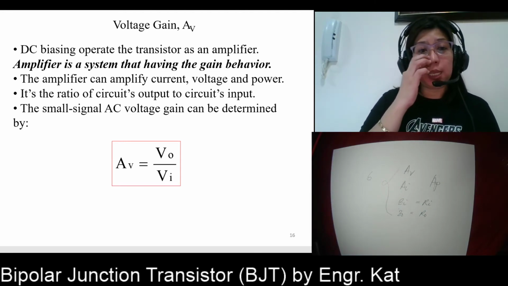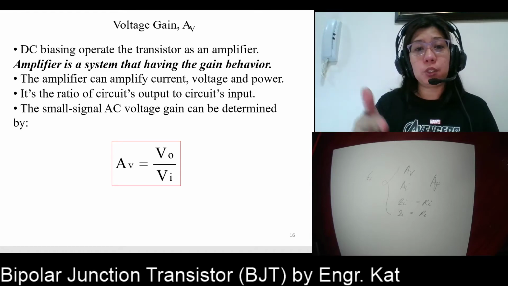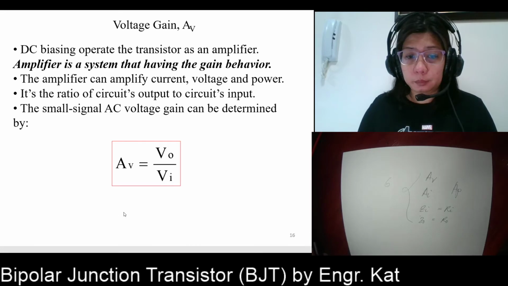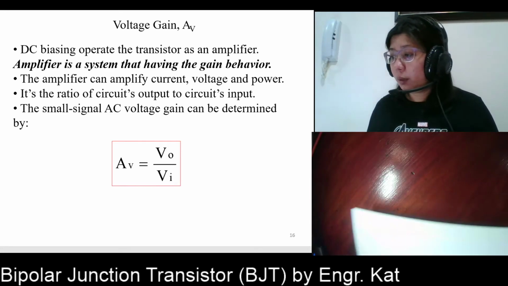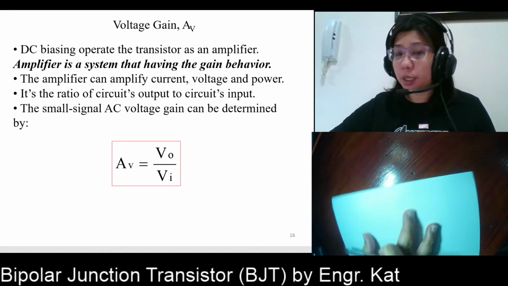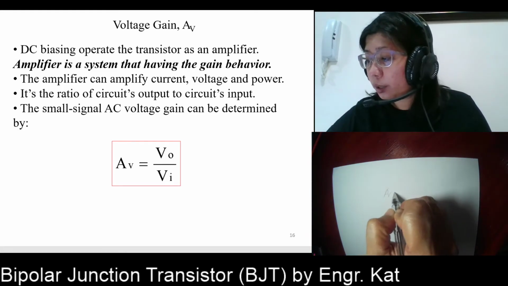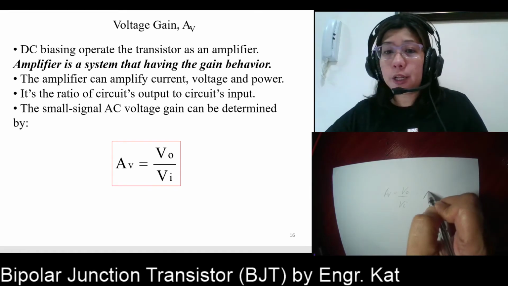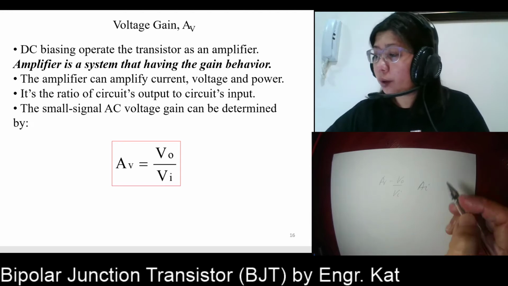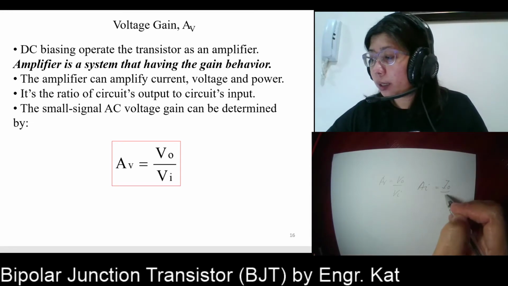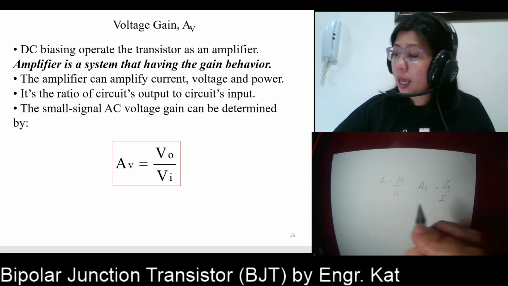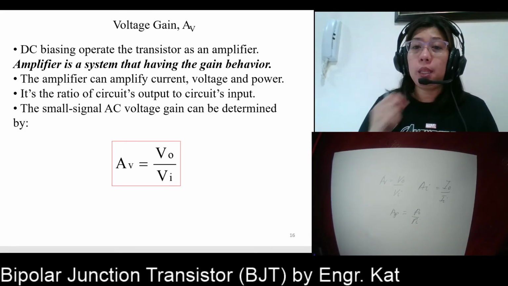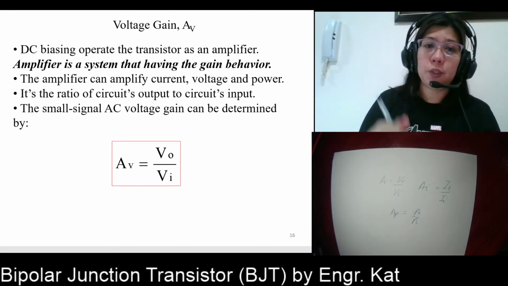Usually it is the ratio of the circuit's output to the circuit's input. So AV is the ratio of the output voltage versus the input voltage. Current gain, what is current gain? It is the ratio of the output current over the input current. And what is your power gain? Power gain is the ratio of your output power versus your input power.